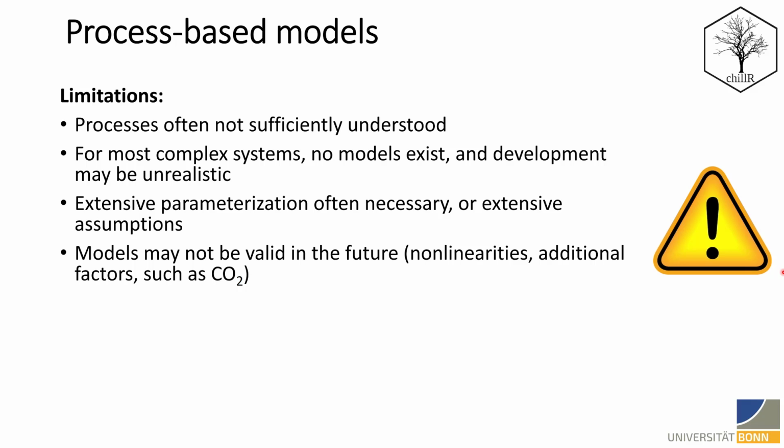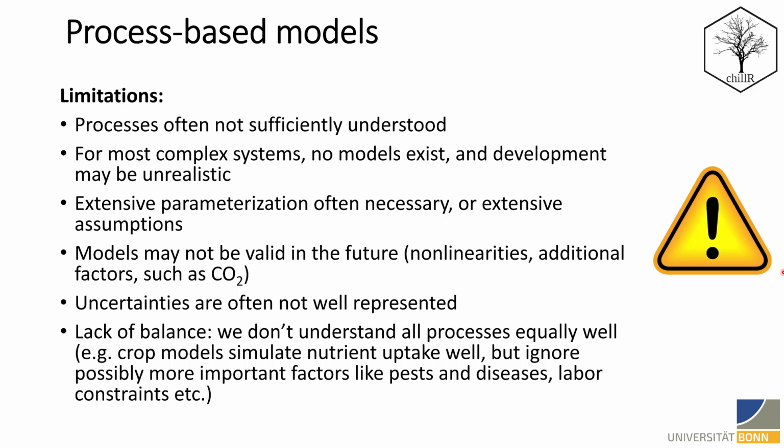It's also always possible that models may not be valid in the future, even if we manage to validate them very well under current conditions, current CO2 levels, for example. It is possible that they may still change their behavior as temperatures increase or rainfall changes or CO2 levels go up. And quite often in process-based models, uncertainties are not well represented. So you have a complex model that gives you one precise number for the crop yield for a particular place for a particular year, and there's often no error bar. It's unclear to what extent we can really be certain about the number that comes out.